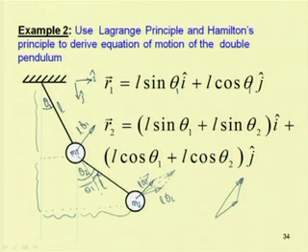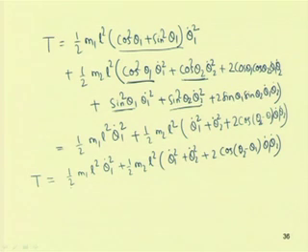So, the kinetic energy of the system becomes half m1 L square theta 1 dot square plus half m2 L square [theta 1 dot square plus theta 2 dot square plus 2 cos (theta 2 minus theta 1) into theta 1 dot into theta 2 dot]. So, one can see that one can have a coupled term in the expression for the kinetic energy. Similarly, we can derive the potential energy of the system.